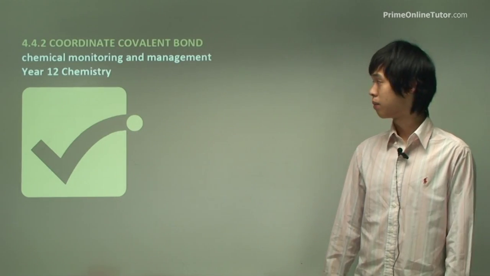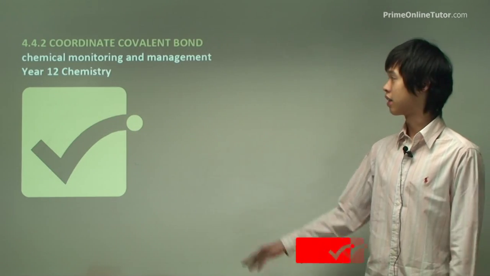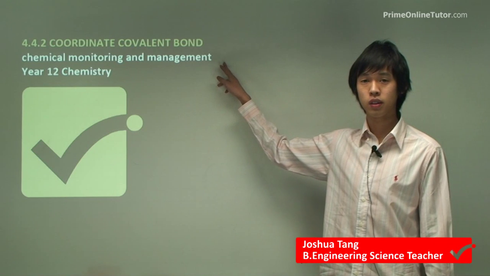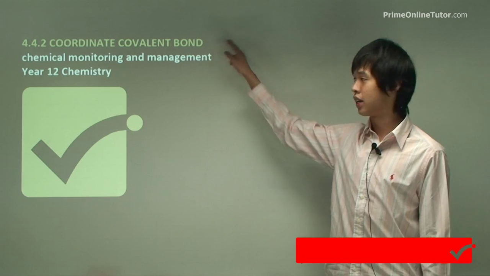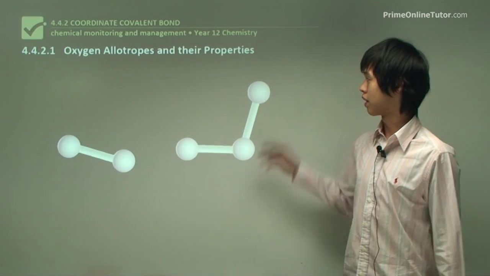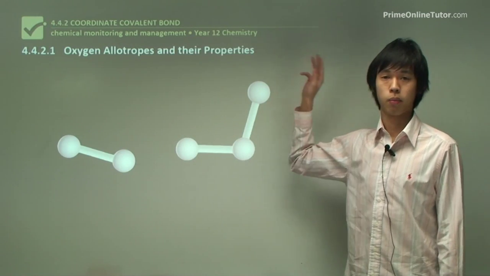Everyone, welcome again. Today we'll be doing the module Chemical Monitoring and Management with a focus on the coordinate covalent bond. And in this particular lesson, we'll be talking about oxygen allotropes and their properties.